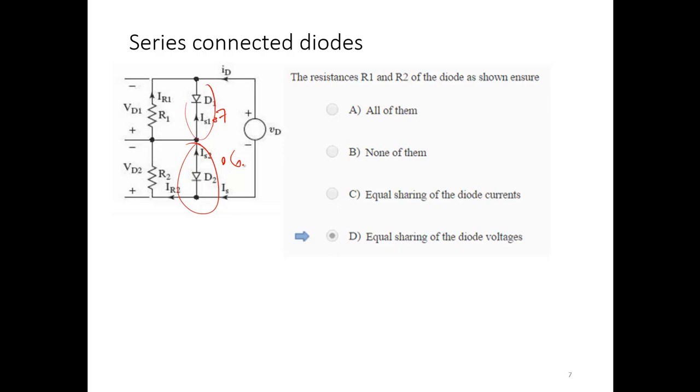To ensure that they share the same voltage in the reverse direction when not conducting, you use resistors connected across them, so that when the diode is off, it shares the voltage. Like if you've got a 10K here and a 10K here, then when the diode is off, there will be equal sharing. That's the idea. The resistance is often connected across them when they need to share the voltage in the opposite direction. When conducting, it will conduct current, but the reverse direction is the problem. The resistances R1 and R2 as shown ensure equal sharing of the diode voltage, not the currents. Okay, that's the voltage, just to make sure.